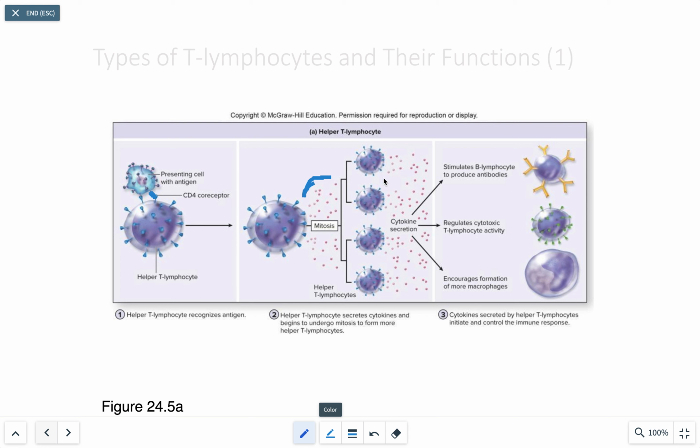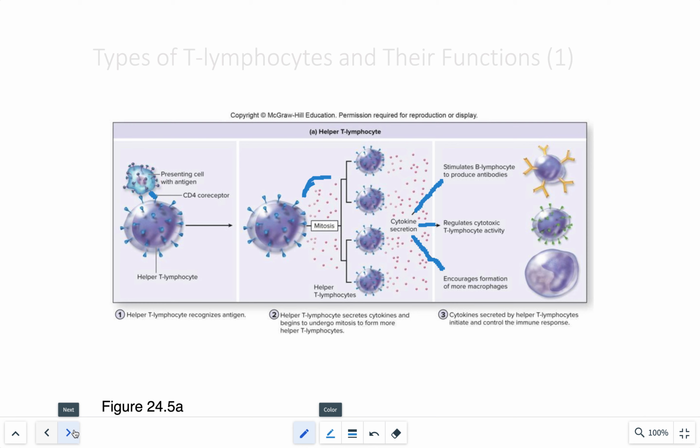These mitotic divisions will produce more helper T lymphocytes, but they also help stimulate other lymphocytes in the human body, such as the B lymphocytes, which have the antibodies, or the cytotoxic T lymphocyte, which tends to destroy or kill the pathogen. It also encourages other formations such as macrophages, whose job is to engulf and present the antigen on its plasma membrane.